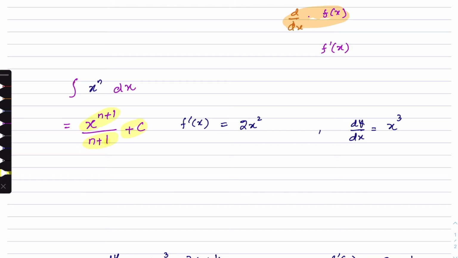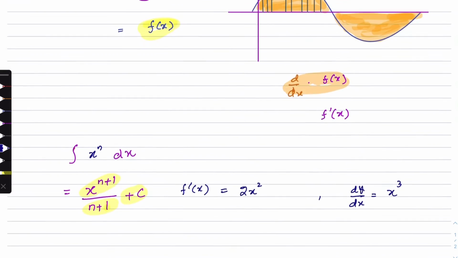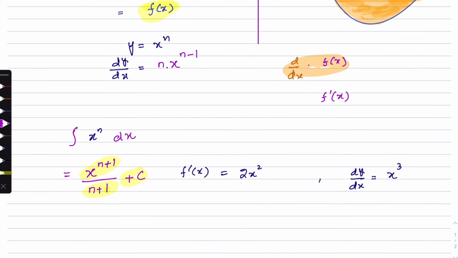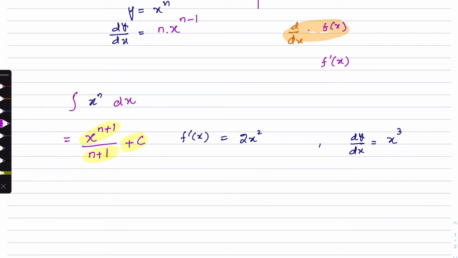C stands for constant. Before this, I'm giving you the example of differentiation. Y is equal to x power n. When we differentiate it, dy over dx, we multiply with the power and decrease 1 from the power, n minus 1. In differentiation, we multiply with the power. In integration, we add 1 to the power and divide by the same power, n plus 1, because integration is the reverse process of differentiation.